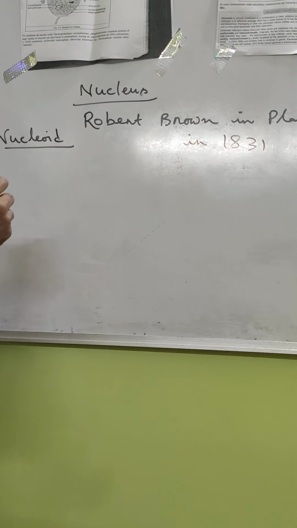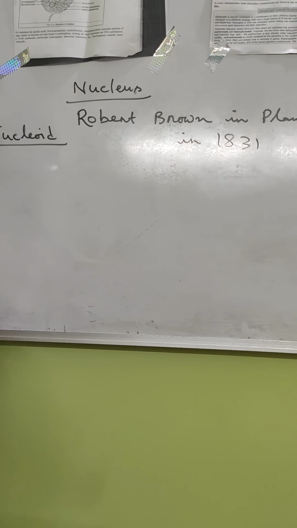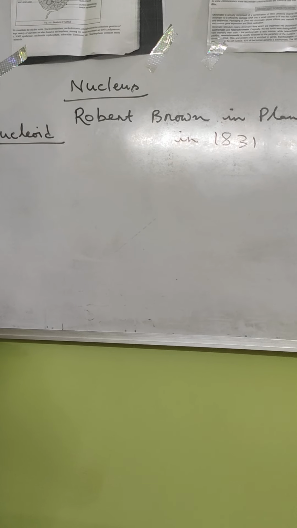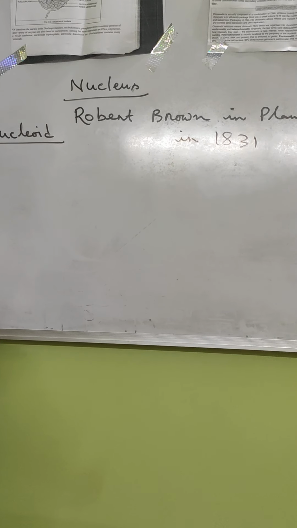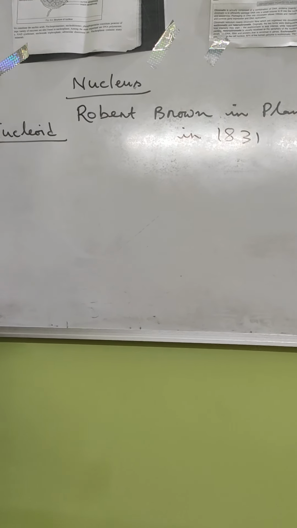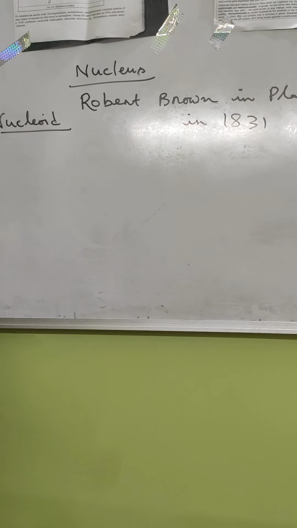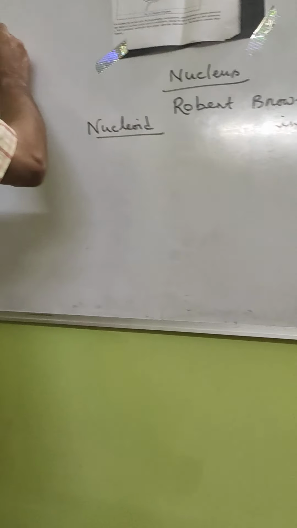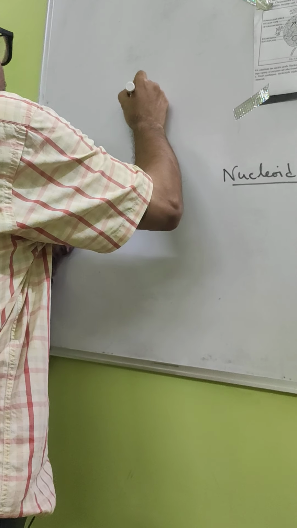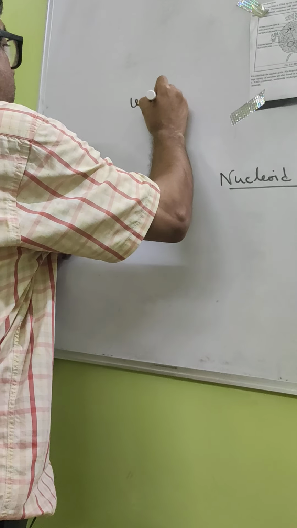Nucleoid means nucleus without nuclear membrane. In a prokaryotic cell, the nucleus does not have any cover, and it is called nucleoid, meaning nucleus without cover. And in a cell, the number of nuclei varies. Mostly it contains one nucleus. If one nucleus is there, it is called uninucleate.